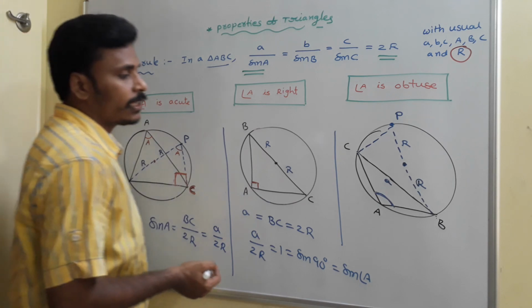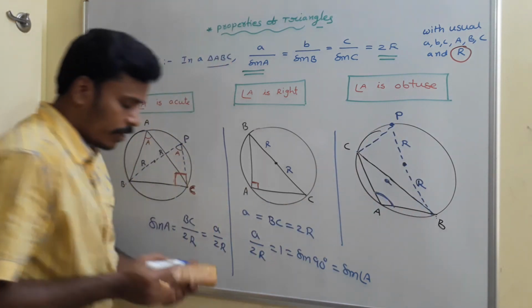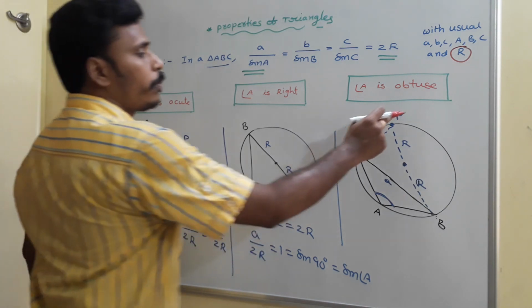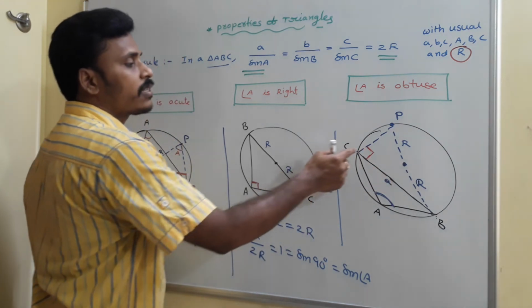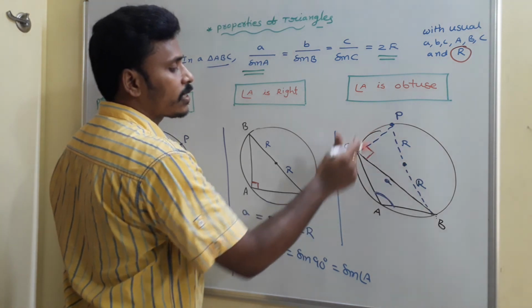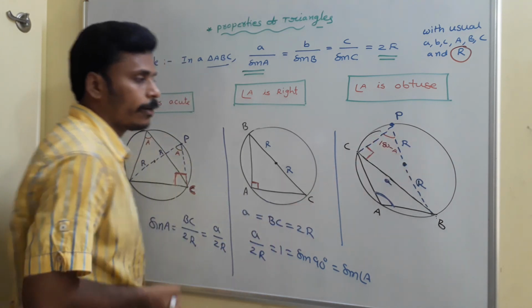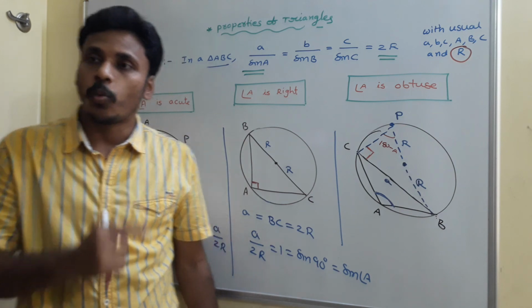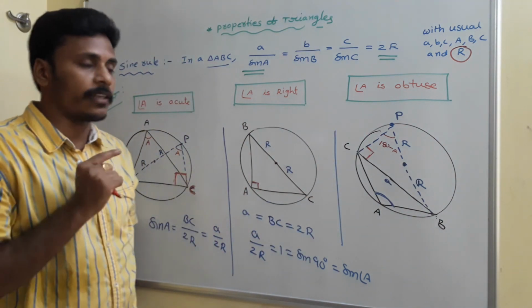If I join like that, since BP is the diameter, then angle C will be what? 90 degrees. Is it clear? Since BP is the diameter, for sure you will get 90 degrees at this C. And since angle A is here, its opposite angle in the circle will be 180 minus A. We already discussed it in the last class. Four points are on the circle, the sum of opposite angles is 180. If this angle is A, then its opposite angle is 180 minus A.